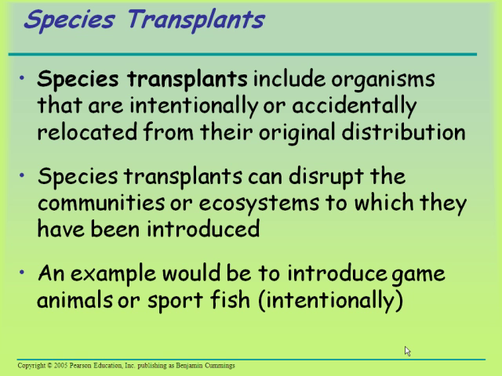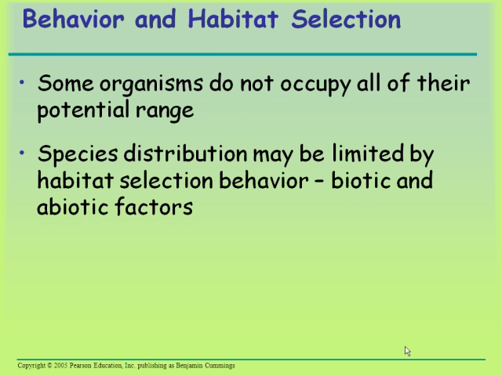What are species transplants? They are organisms that are intentionally or accidentally relocated from their original distribution. Species transplants can disrupt communities or ecosystems into which they have been introduced. They can interfere with the native species. An example would be to introduce game animals or sport fish intentionally, or to plant a non-native plant like kudzu, which changes the native ecosystem.